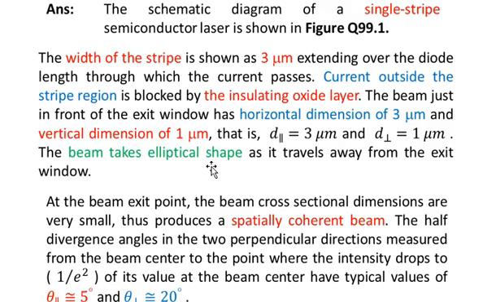The beam takes elliptical shape as it travels away from the exit window. You see that it has a major axis, for example 3 micron, and a minor axis, for example 1 micron. So the beam will come out as an elliptical shape beam.